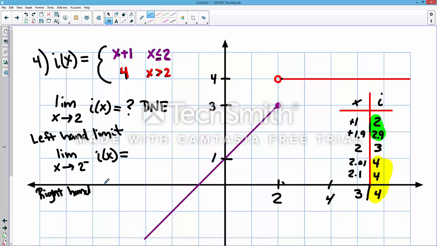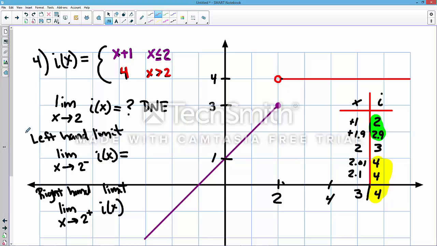We actually did these for the previous examples. We just didn't name it, and we didn't use this notation. We just looked at it from both sides and saw that it was approaching the same thing. So this one is approaching 2 from the right side of I of x.